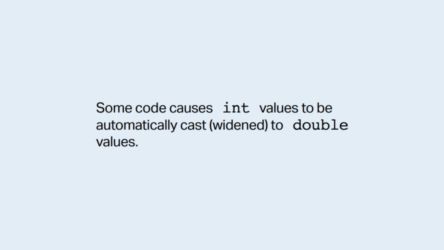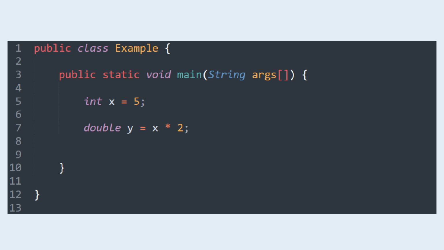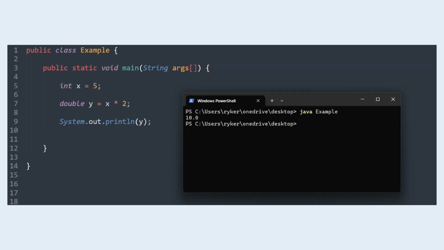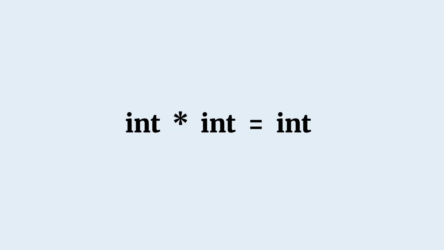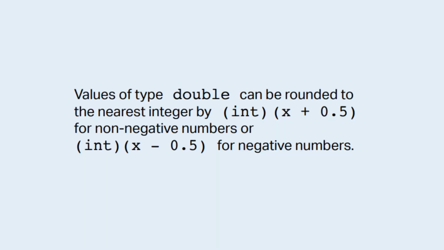Some code causes int values to be automatically cast to double values. Let's go back to our x variable and say we want to create a double variable y that holds the value of x multiplied by 2. Because y was declared as a double, it is going to hold the value of 10.0, even though evaluation rules say it should be the integer 10. This is called widening.